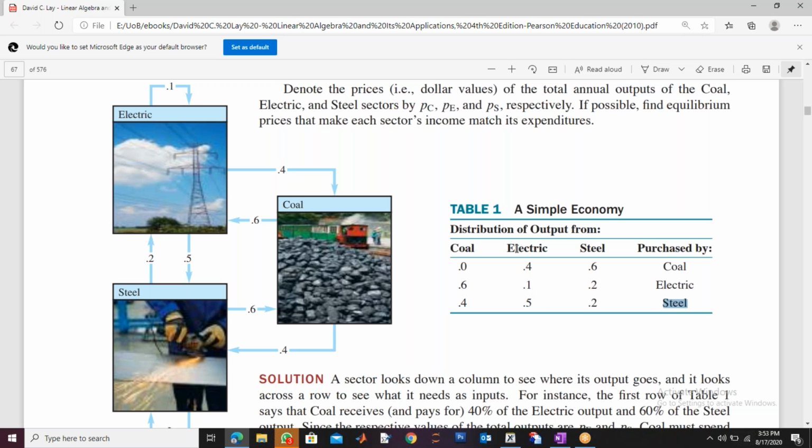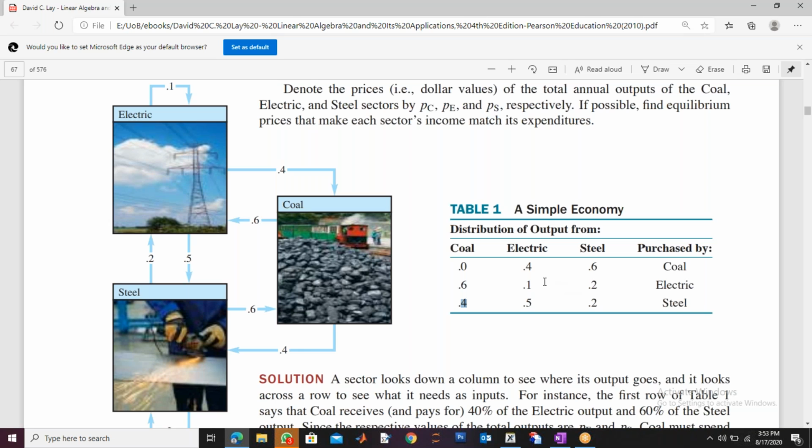Similarly, for the money which you earned from electricity, 0.4 means 40% goes to the coal, 0.1, 10%, goes to electric, and 50% goes to the steel. So you see, it is 100%. If you add the column, it is 100%: 0.4, 0.1, 0.5 is 100%. 0.6, 0.4 is again 100%. Similarly, 0.6, 0.2, 0.2 is again 100%. So this table is given to you and we have to just read it and make a system out of it.